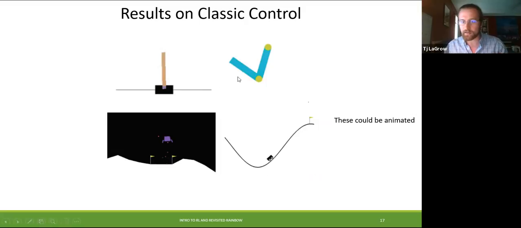We got the acrobot, which are 2 arms that have 2 joints, and then the agent applies a force to the joint between the 2 arms in order to raise the lower arm above some sort of threshold that you produce. On the bottom.